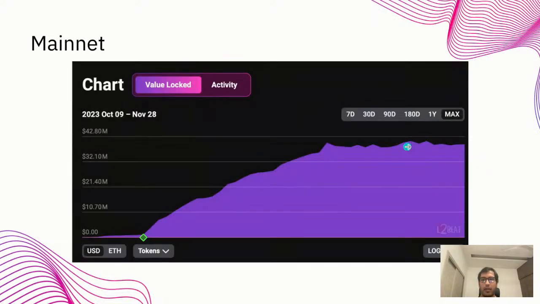Now, according to L2Beat, the current TVL is around 38 million. It has been plateauing a little, and also dipped a little because of the KyberSwap exploit. I hope none of you were on the other side of it. And if you were, my condolences. I'm very sorry for that.